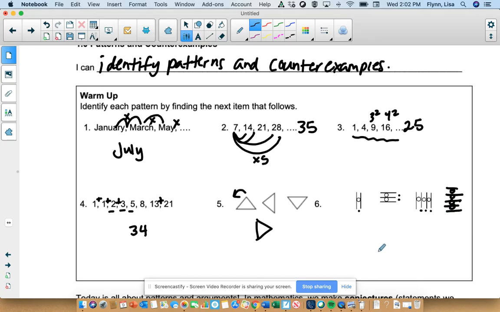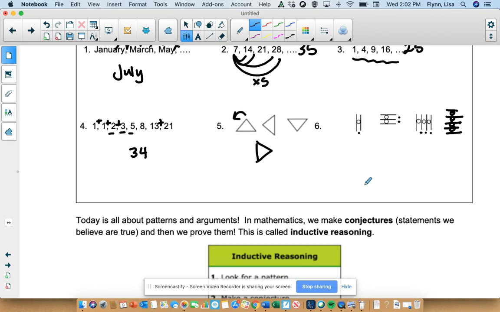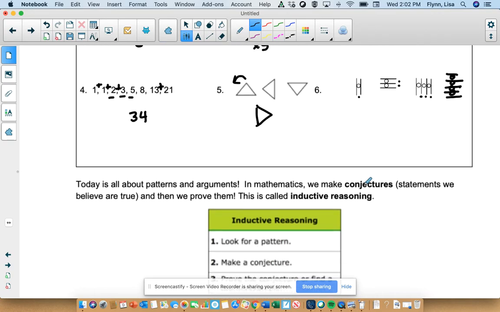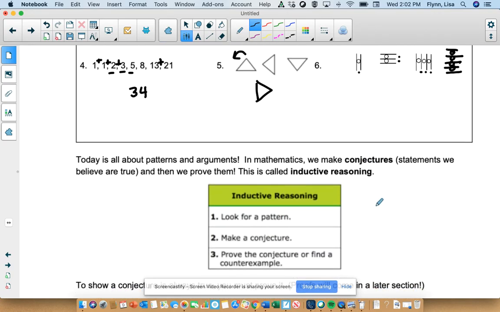Nice. Alrighty. So as we mentioned before, today is about patterns and arguments. In math, we make conjectures. Conjectures are statements that we believe are true. Lawyers do that all the time. Then we have to prove them. We're going to get to that later. This is called inductive reasoning.